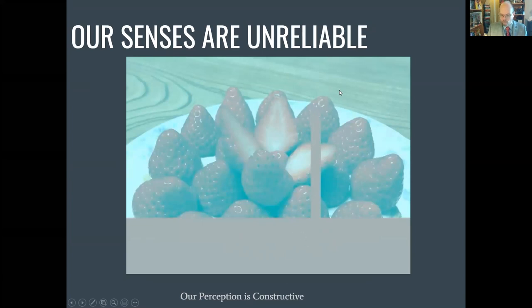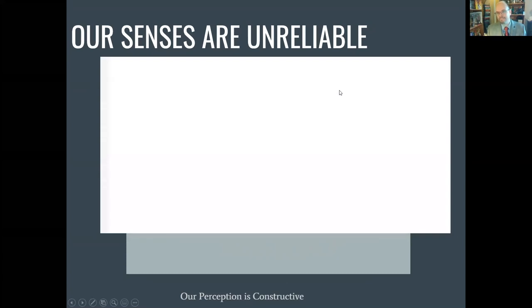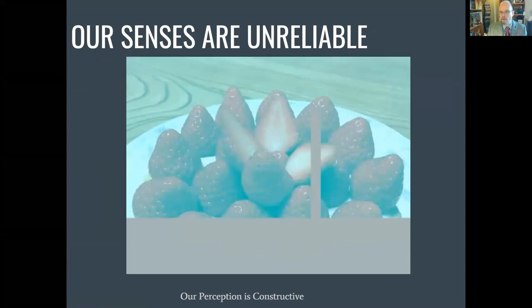We can see that. Well, guess what? That bar is gray. And I'm not switching to another slide. This is the same slide. I'm just putting up a basically white blank picture in front of it. That bar is gray. Those strawberries are all gray. But we interpret them as red because of expectation bias. We expect them to be red, and so our brain interprets them as red, even though there's actually not a single red pixel in that picture.